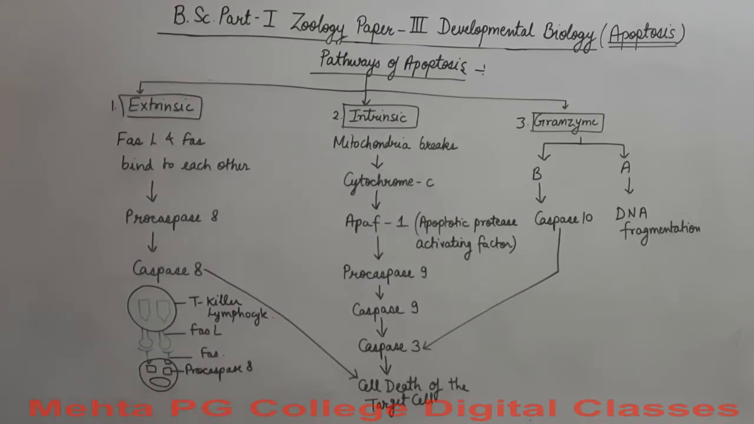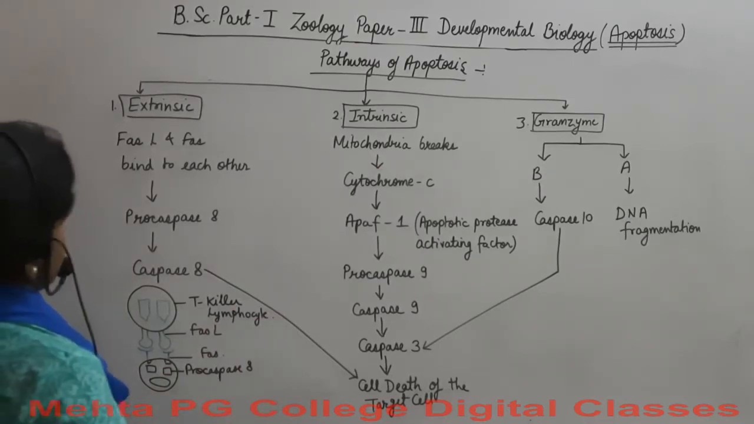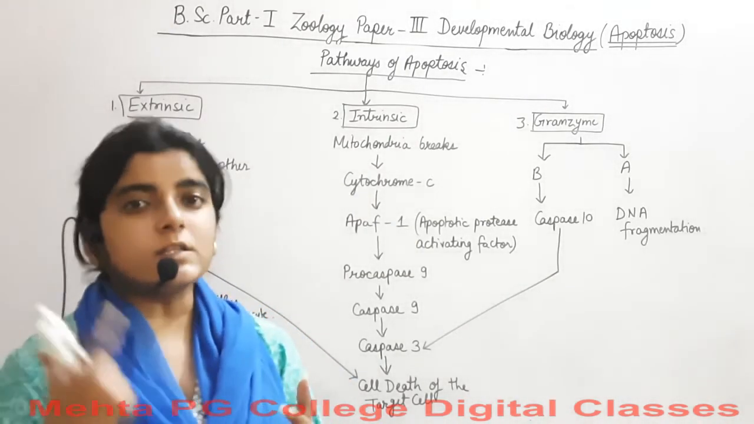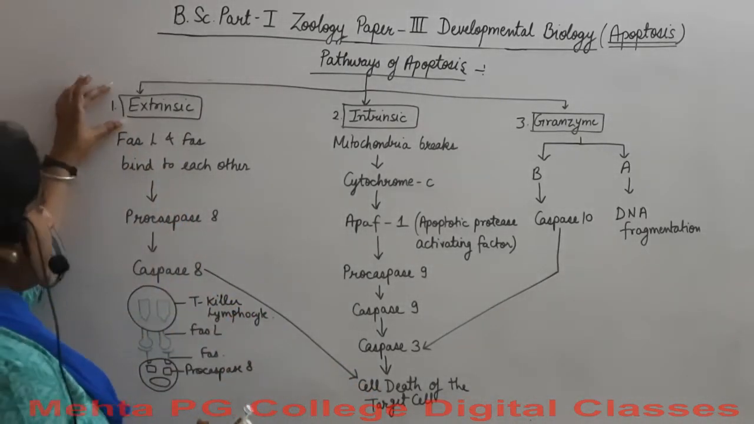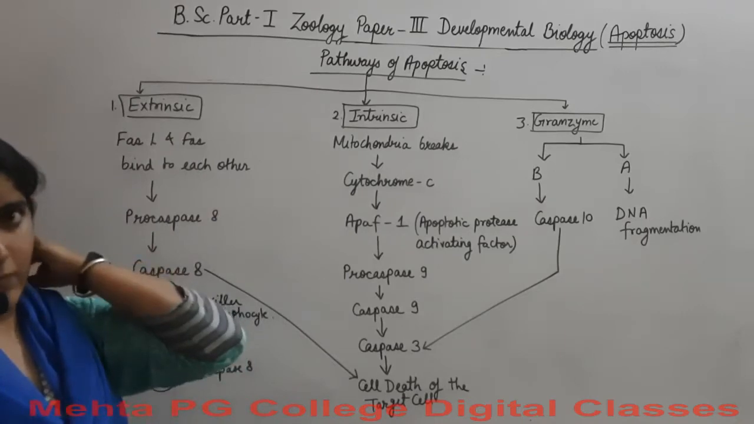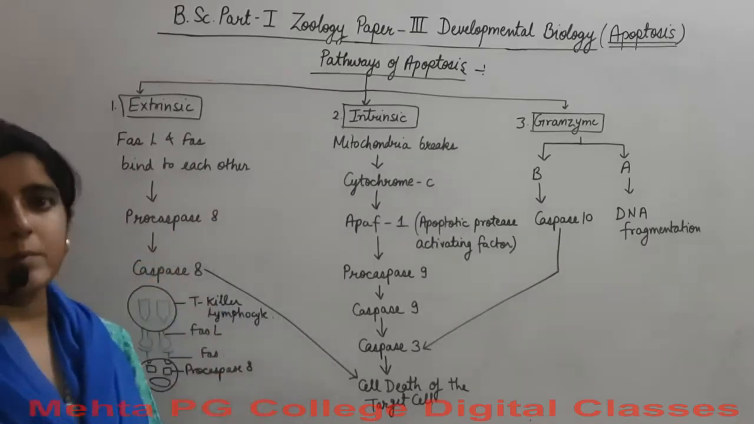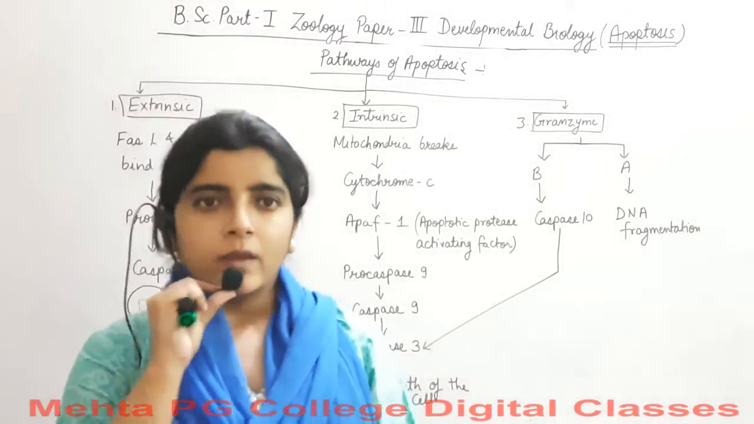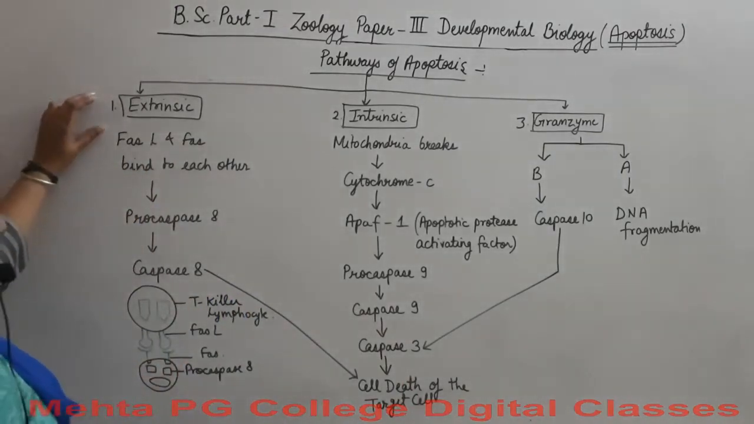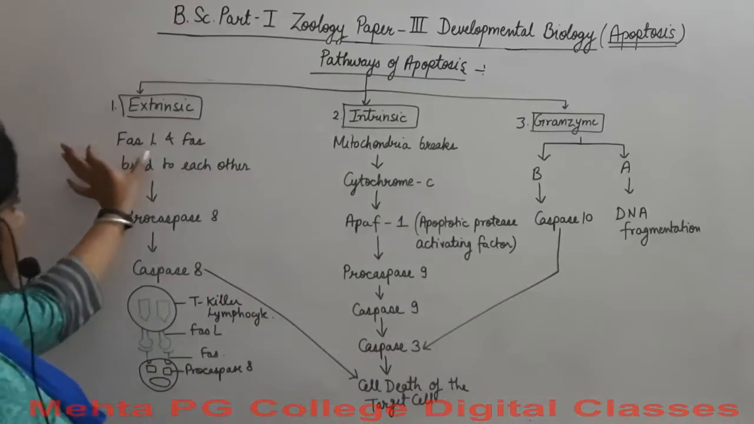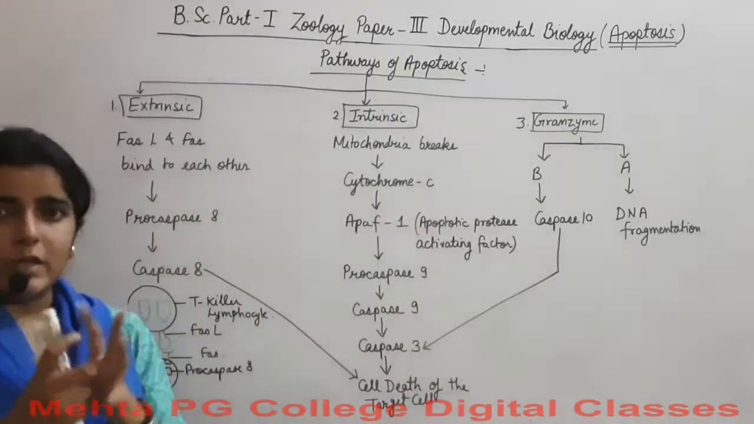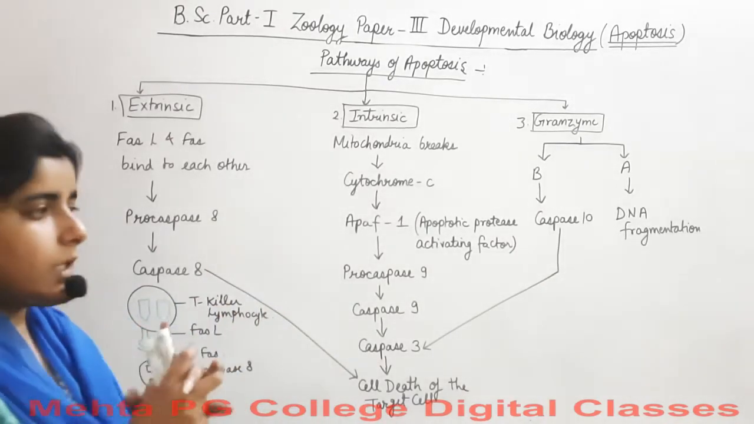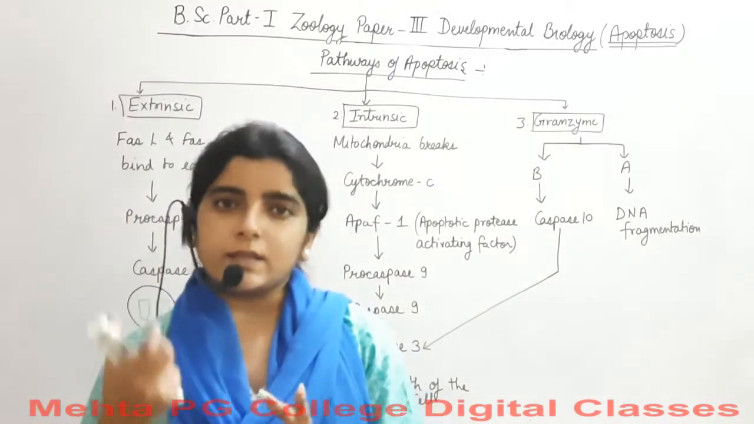Now, when we talk about the first process, that is the extrinsic process. Extrinsic means external. That means signals for the apoptosis are coming from the external of the cell, right? From the external environment, signals are coming. That's why it is called the extrinsic pathway, right? So what happens in the extrinsic pathway is that Fas L and Fas bind to each other. When Fas L and Fas bind to each other, there will be a signal cascade, right?